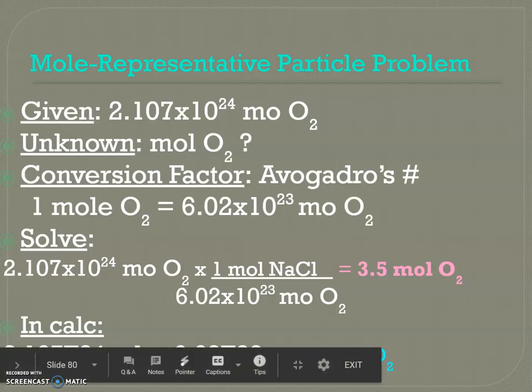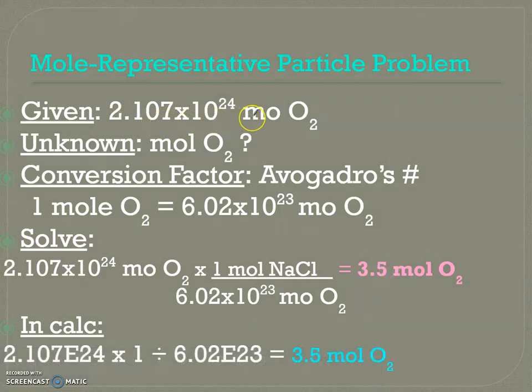Okay, so what do we get? We get our lovely 2.107 times 10 to the 24th as our given, so that goes here. And then we put our conversion factor, 6.02 times 10 to the 23rd, in the denominator, and we get 3.5 moles when we put it in the calculator correctly.